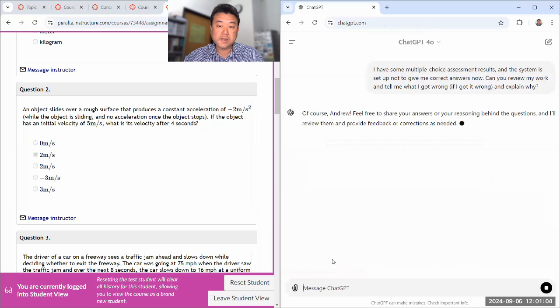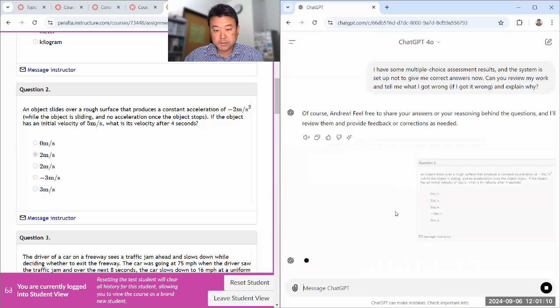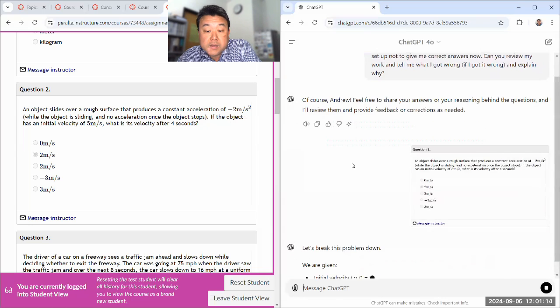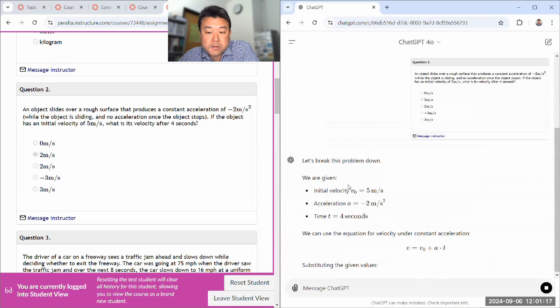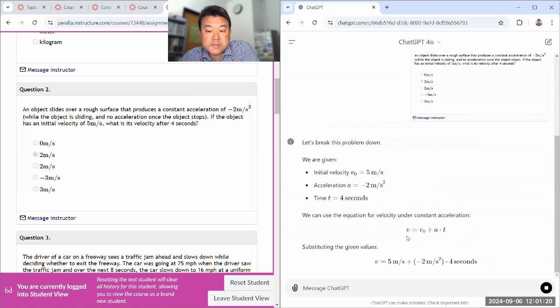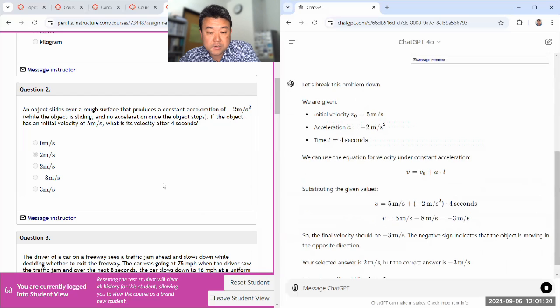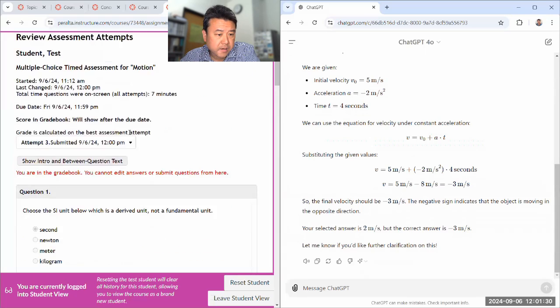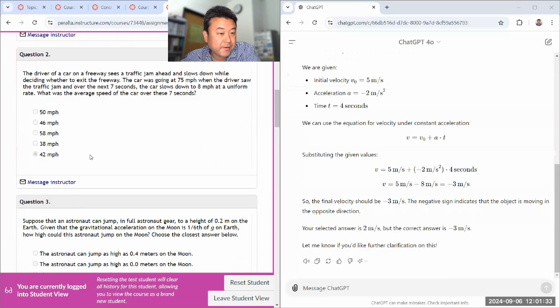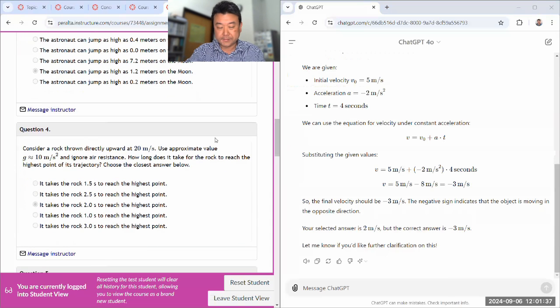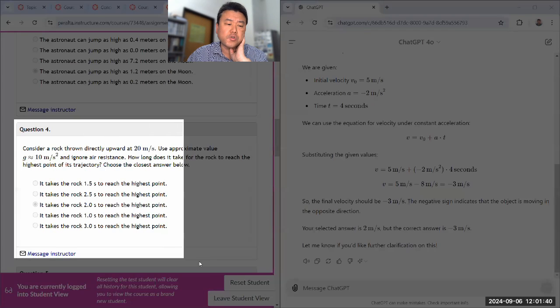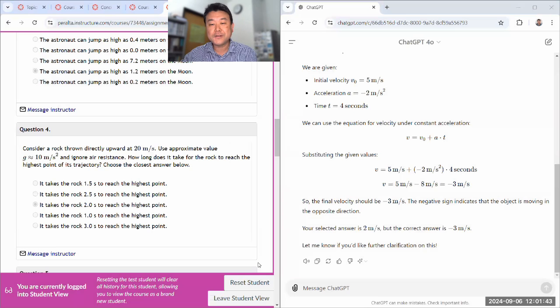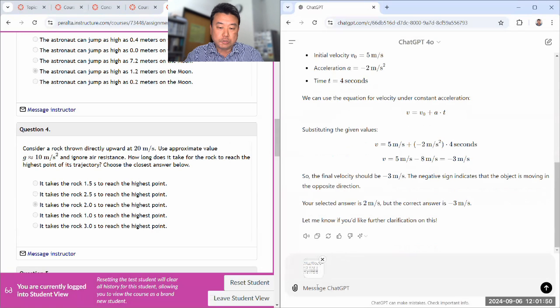If I paste in this question where I got it wrong, it'll probably tell me correctly that I got it wrong. Then it'll explain the whole setup, do the calculation, and say that's the correct answer and that my selected answer is wrong. Now let me try this with one of the correct answers. Let's see if it correctly identifies that the answer was correct, because sometimes ChatGPT can be too accommodating. If you try to gaslight it, just lie to it, it's too quick to apologize and agree with you. It's too submissive.